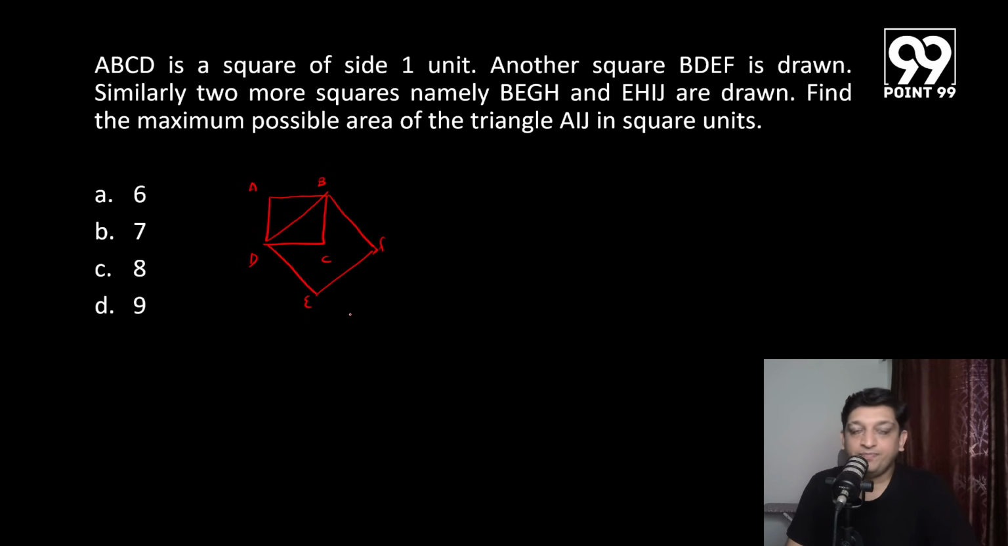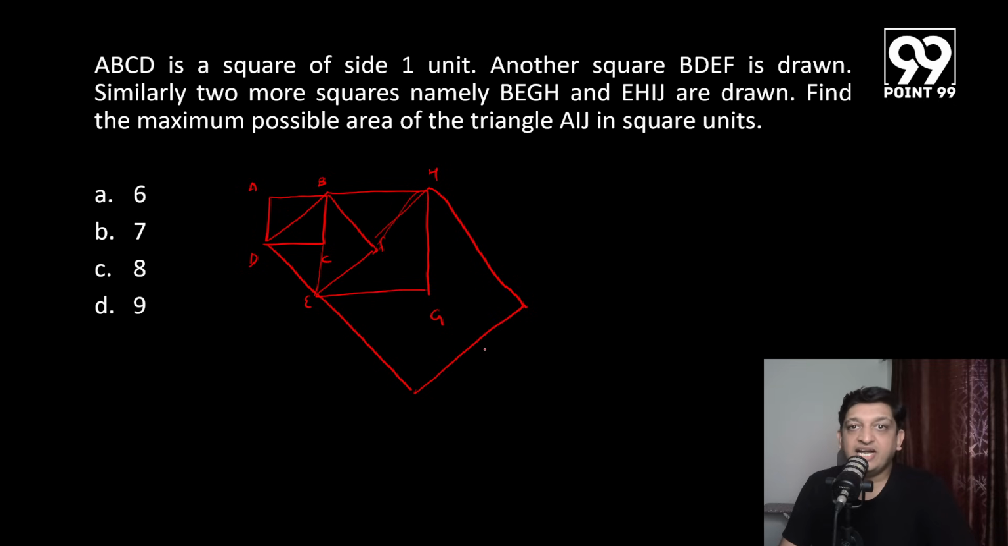Now this has been drawn. Similarly, two more squares BEGH. So BEGH. So these two get joined and I will get a square like this. So BEGH. That will be the next square, and EHIJ. Now EHIJ, of course, these two will get joined, and again you will get one more bigger square that we have here. Now we have got this, and we know that this is EHIJ. So this is I, this is J. You have to figure out the maximum possible area of triangle AIJ in square units.